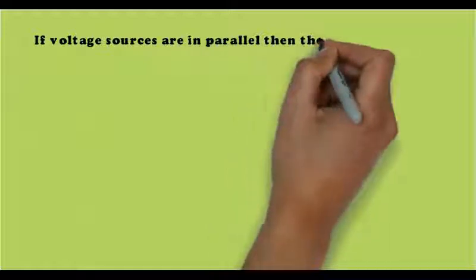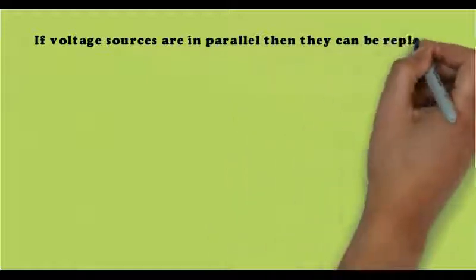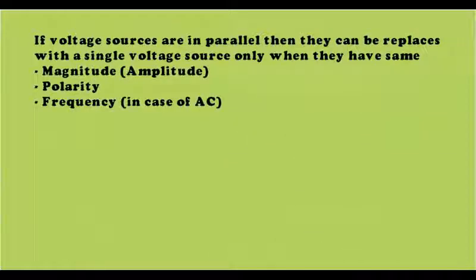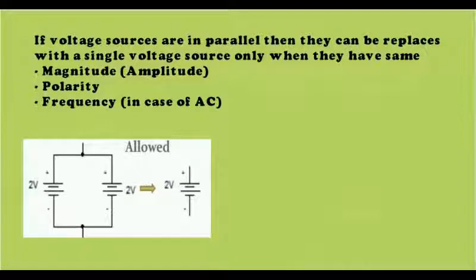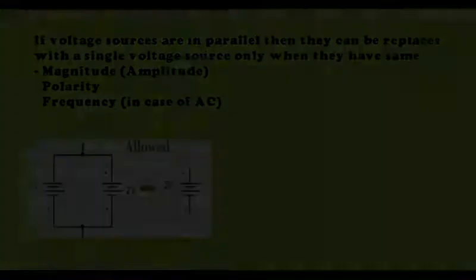If the voltage sources, either AC or DC, are connected in parallel, then they can be replaced with one voltage source only if they have the same magnitude, amplitude in case of AC, frequencies in case of AC, and polarities. This example is for this case in which two voltage sources are in parallel with identical magnitude, then they can be replaced with only one voltage source, that is 2 volt.